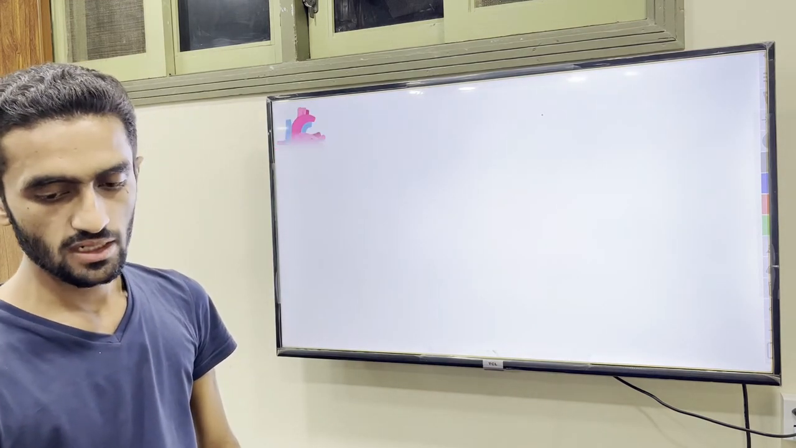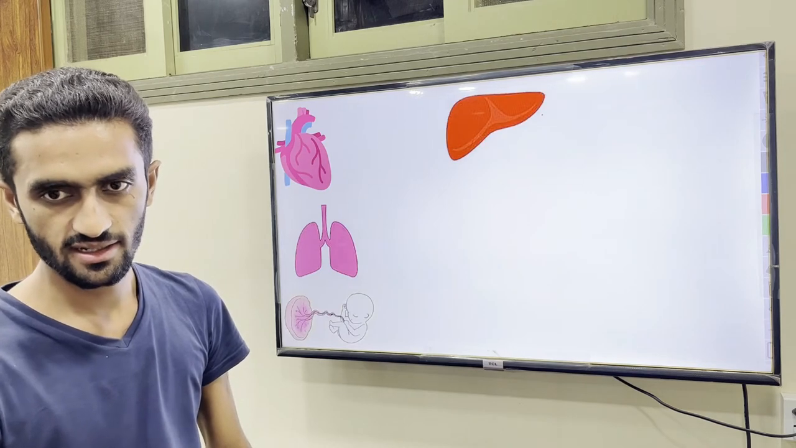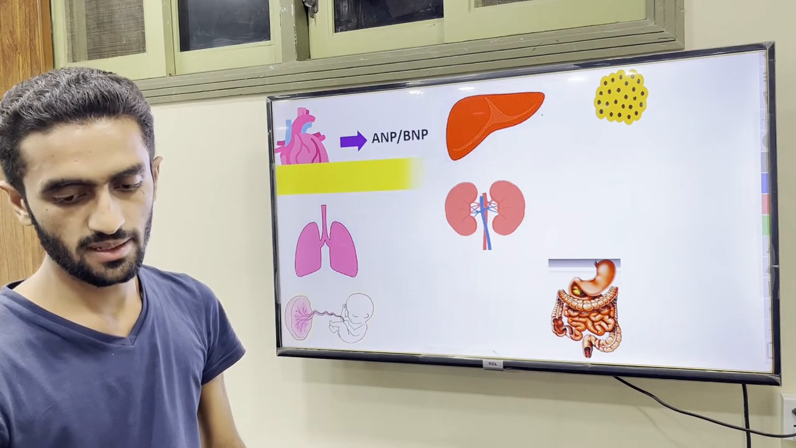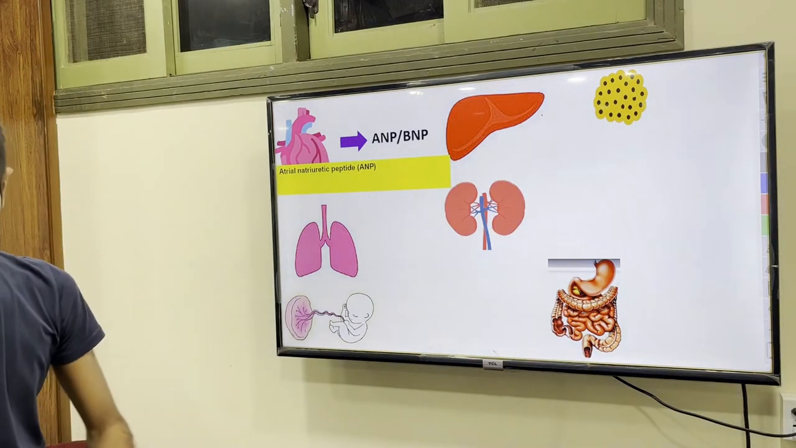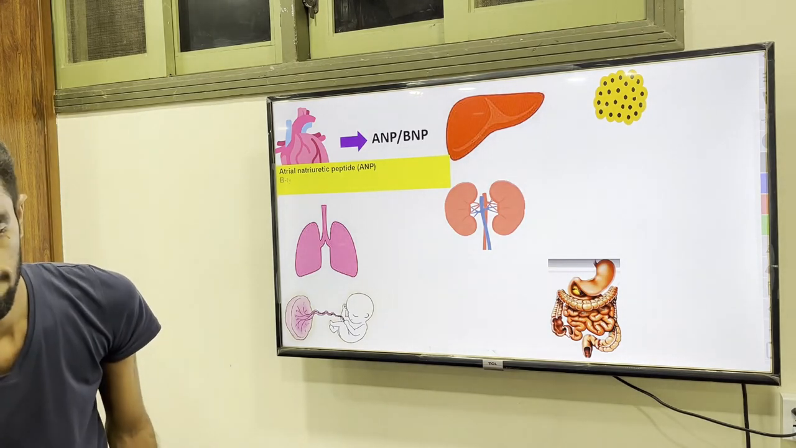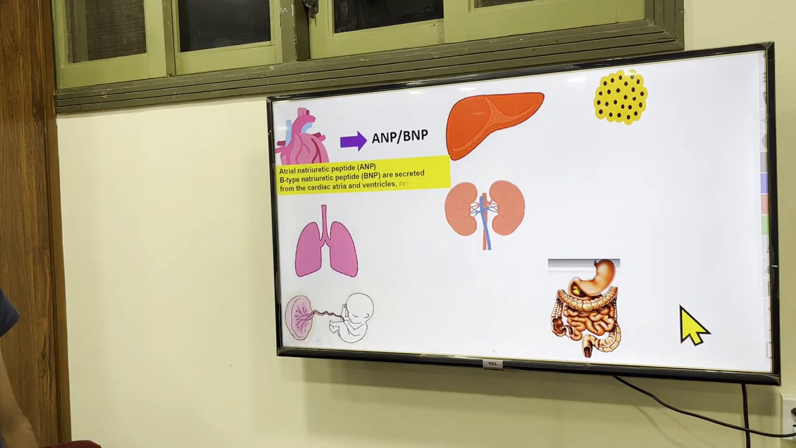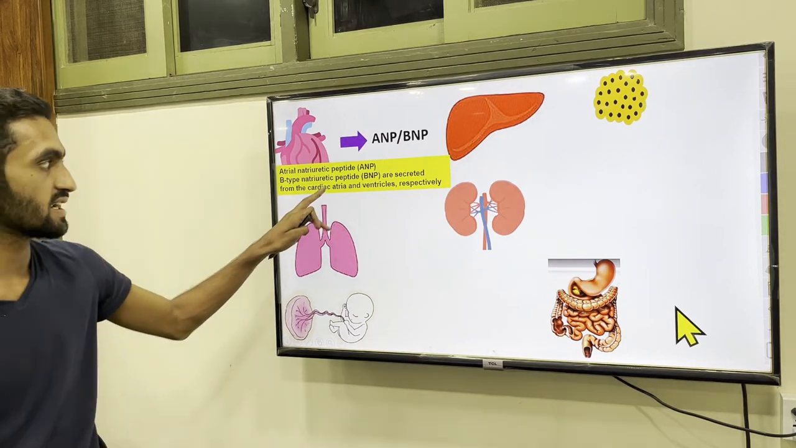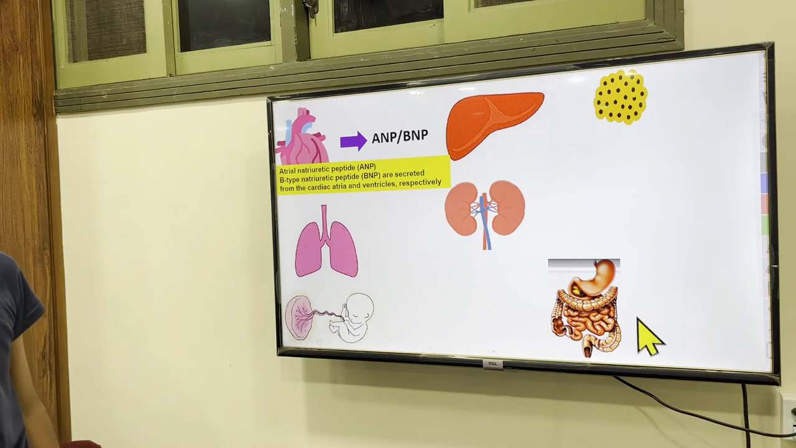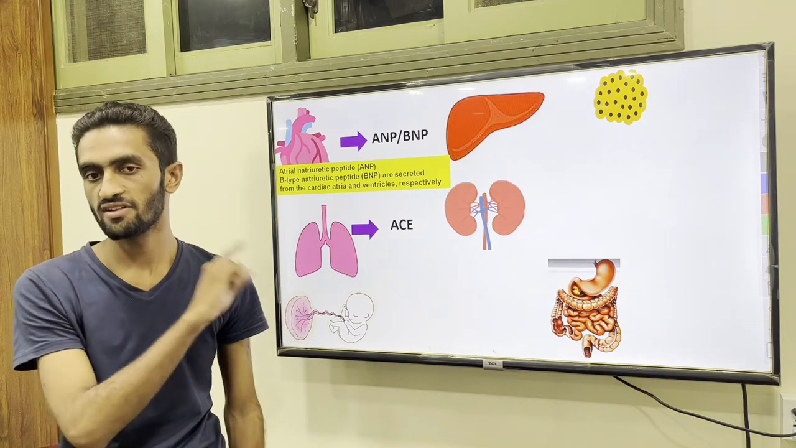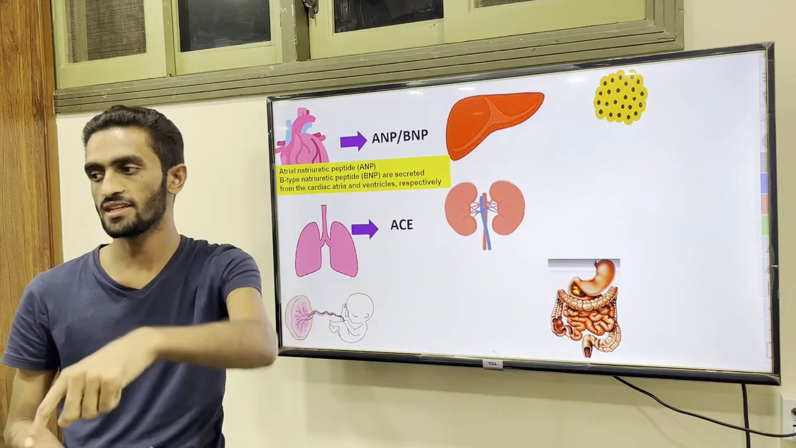So what does the heart secrete? ANP and BNP. ANP is the atrial natriuretic peptide. B is the brain natriuretic peptide. ANP is from the cardiac atria, and B is from the ventricle. And the lungs are associated with the angiotensin converting enzyme, which converts angiotensin 1 into angiotensin 2.